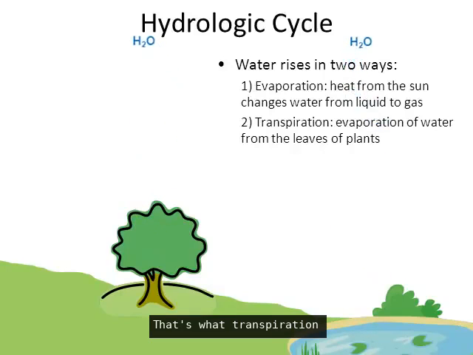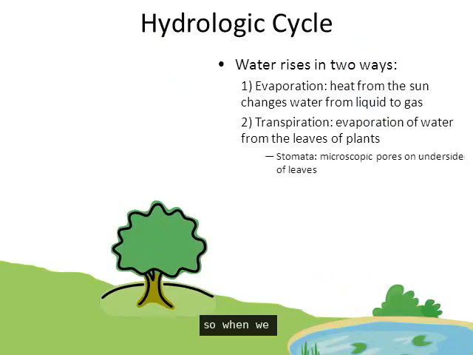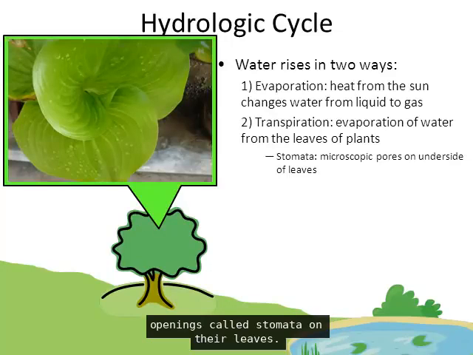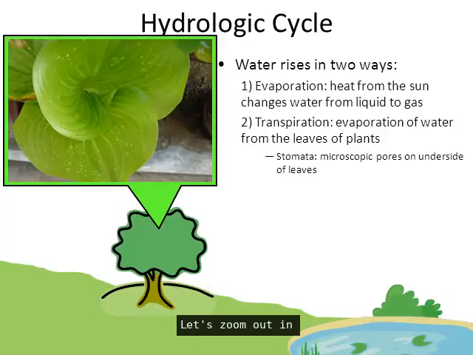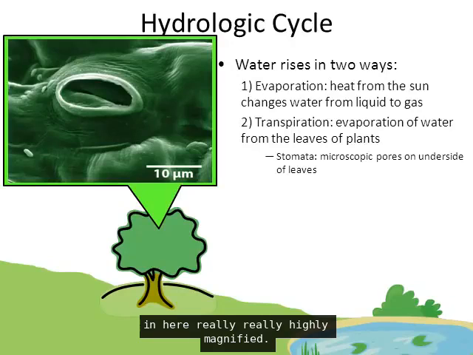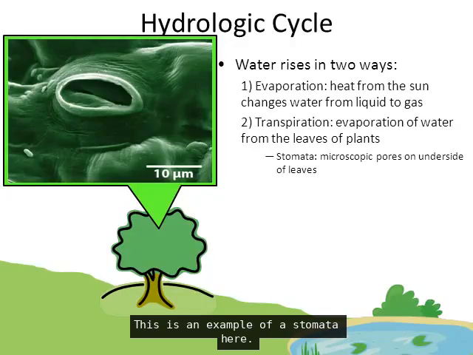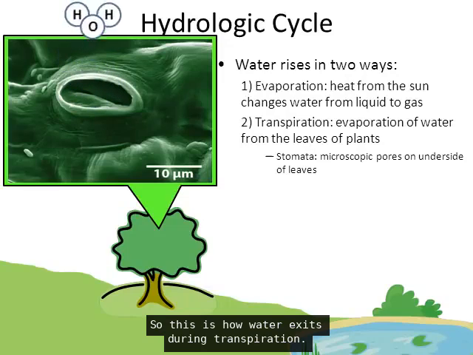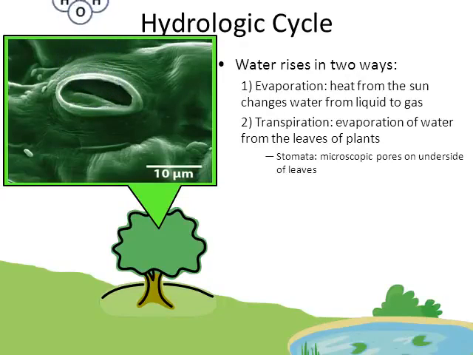That's what transpiration is. So when we look at transpiration in a little more detail, plants have these tiny openings called stomata on their leaves. Here's a leaf. Let's zoom on in. And when we do, it almost looks like an eyeball. We're zoomed in here, really highly magnified. This is an example of a stomata here. It's a tiny pore, microscopic, where water vapor can exit. So this is how water exits during transpiration.